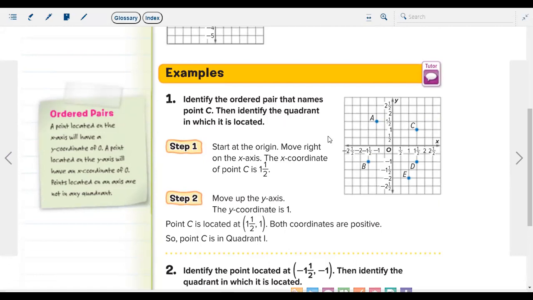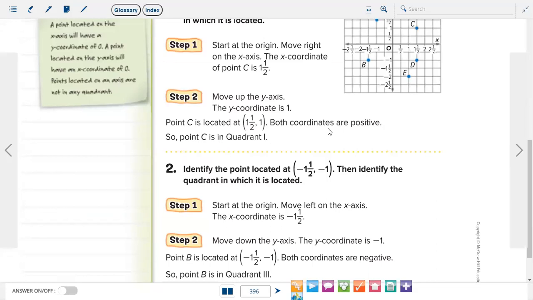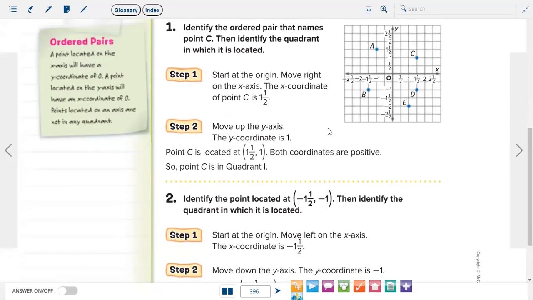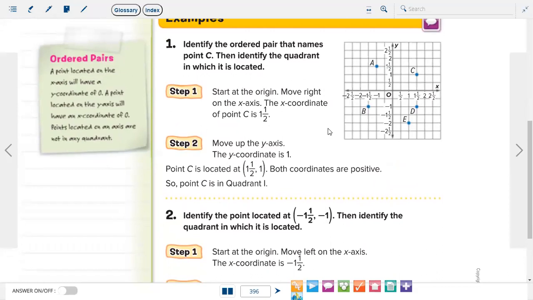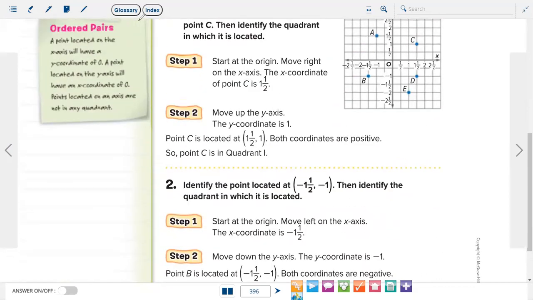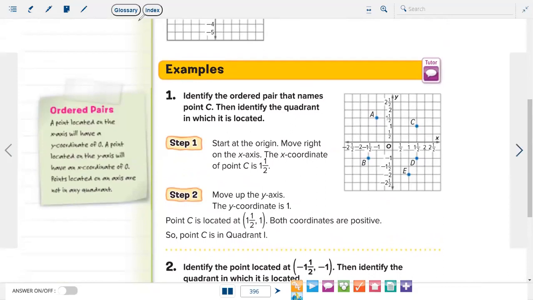So identify the point located at negative 1.5 and negative 1. Let's see. Negative 1.5 and negative 1. So we move on the x first. Negative means to the left. So to the left till we reach negative 1.5, and then down till we reach negative 1. So negative 1.5, down, negative 1, it's B. This point is the point B. See how easy? Just move on the x first, then move on the y, and you will find the problem is very easy.